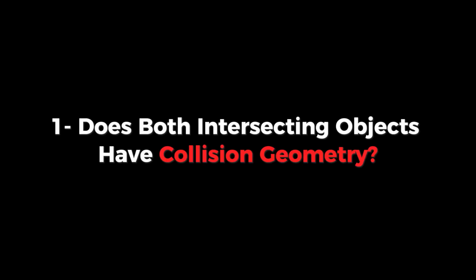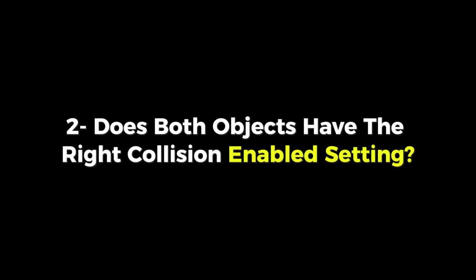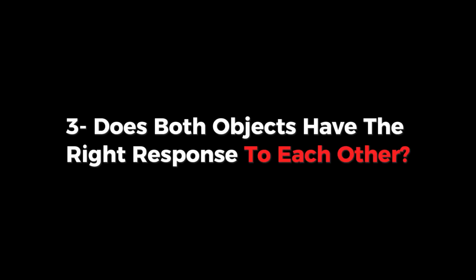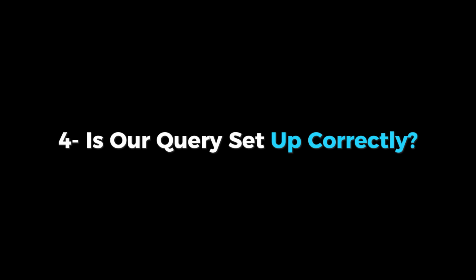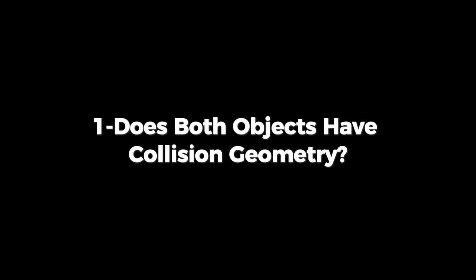At the moment of intersection or impact, do both intersecting objects have collision geometry? Do both objects have the right collision enabled setting? Do both objects have the right response to each other? And is our query set up correctly? Let's answer the first question. Do both objects have collision geometry?